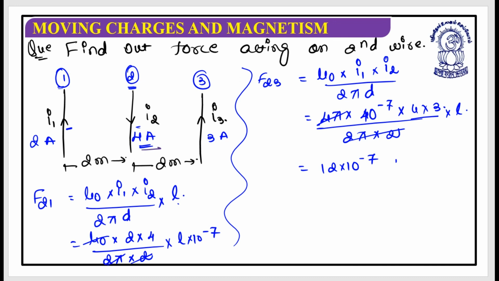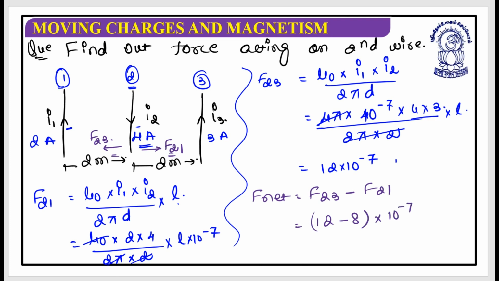And when they repel each other, I should focus on the direction: this is the force on the second due to the first, and this is the force on the second due to the third, and the directions of both the forces are opposite to each other. So F net could be written as F23 minus F21. This is 12, this is 2 4s are 8, so this is 12 minus 8 into 10 to the power minus 7 into length L. Yes, this was length L. And while I write this, 12 minus 8 is 4 into 10 to the power minus 7 into L. Is it clear?